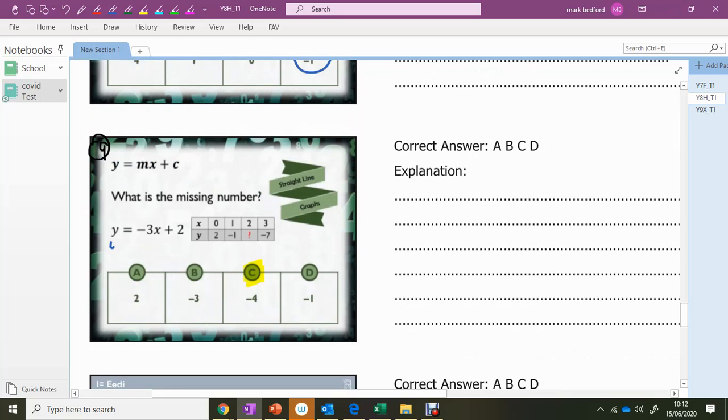Question 9. Rewrite this out again. y is equal to -3 multiplied by x, add on the 2. Find out what x is. Well, x in this case is 2. So put that into my sum. -3 times 2 plus 2. That's -6 plus 2, which is -4. Giving me the answer C.